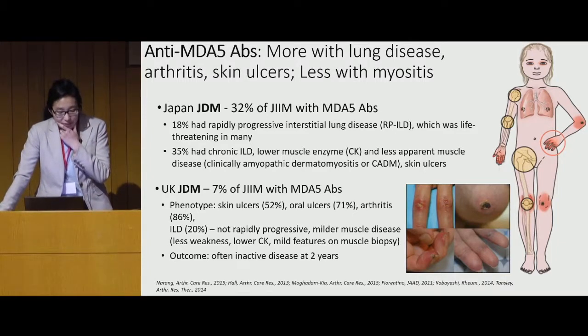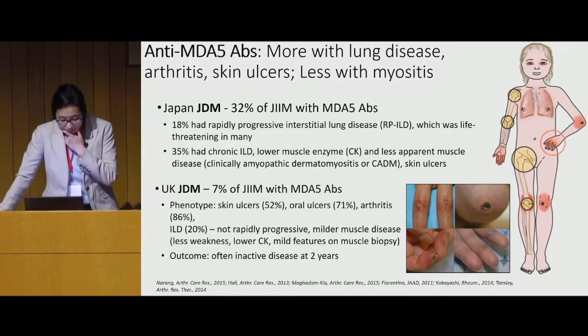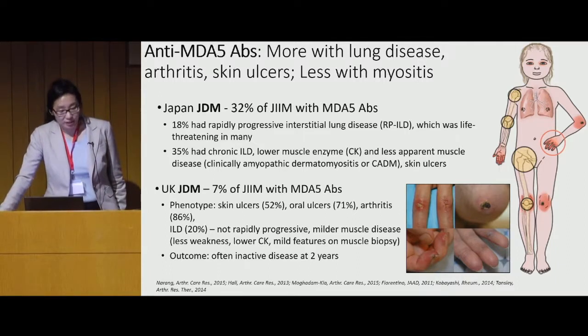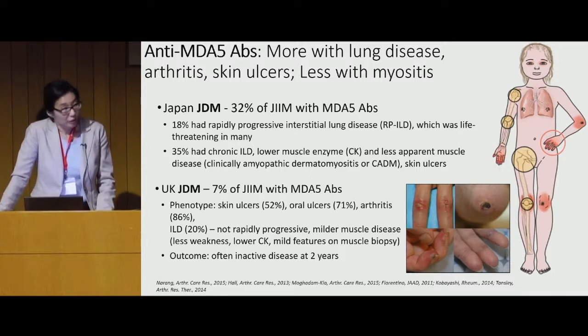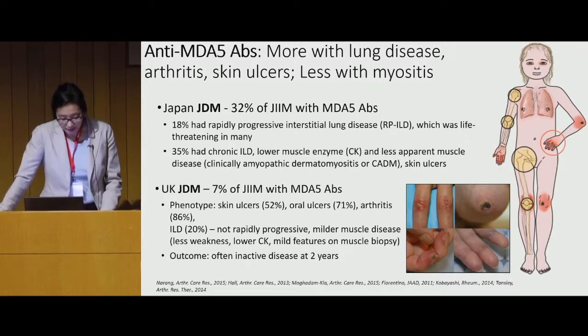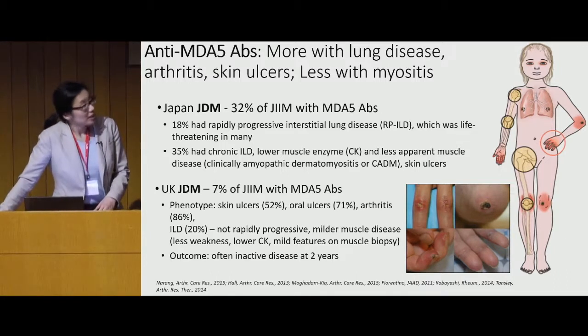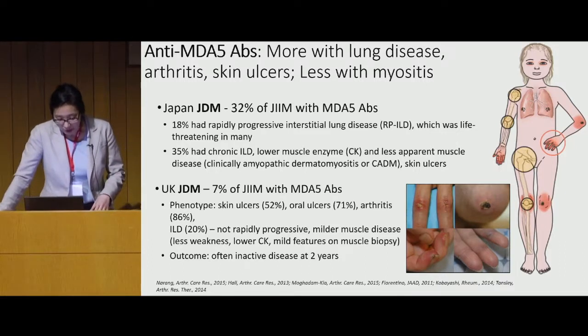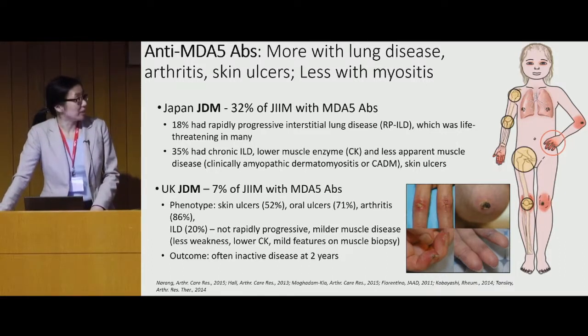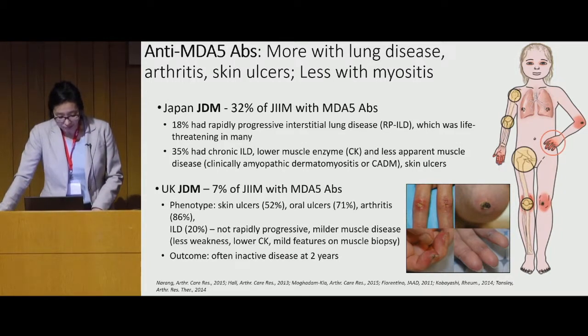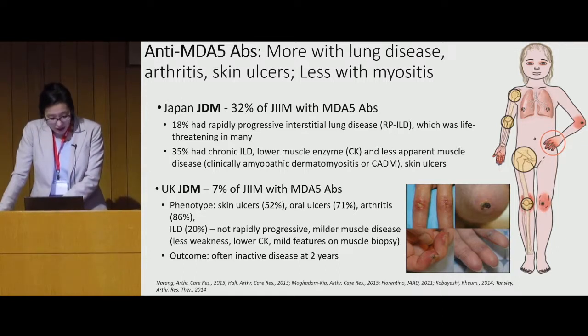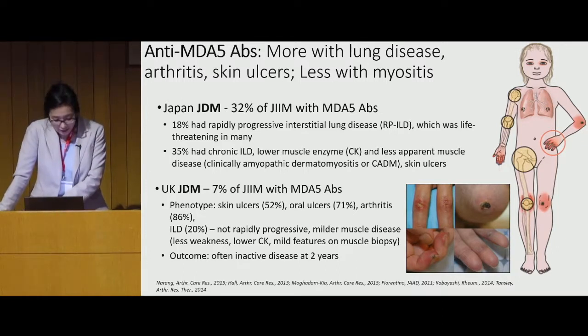In the UK cohort in which this antibody was less common, they also saw more skin ulcers and some increased association with oral ulcers, or ulcers in the mouth, and arthritis, very commonly, 86%. They also saw more common interstitial lung disease, but they didn't see this very severe and rapidly progressive type. They also saw that there was less or milder muscle disease. And overall, they found outcome was that they often were inactive by 2 years after diagnosis.